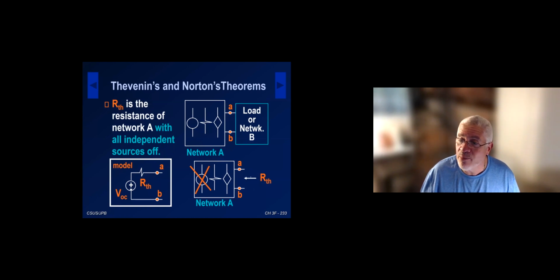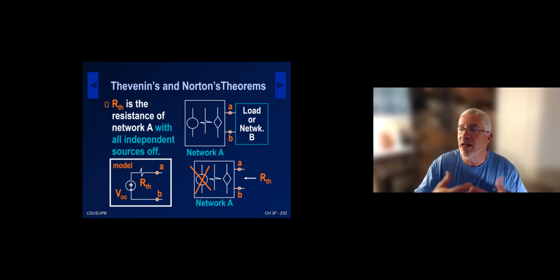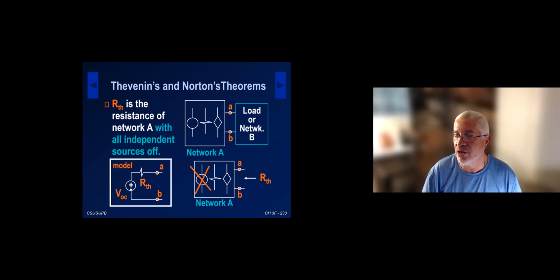That's what you're seeing me putting that arrow here. It's the equivalent resistance looking in when all of the independent sources are turned off. So it's like unplugging the circuit and measuring the resistance looking into terminal A and B. Notice that the model has nothing to do with the load on network B, and it shouldn't, because the model is for network A, nothing to do with that.